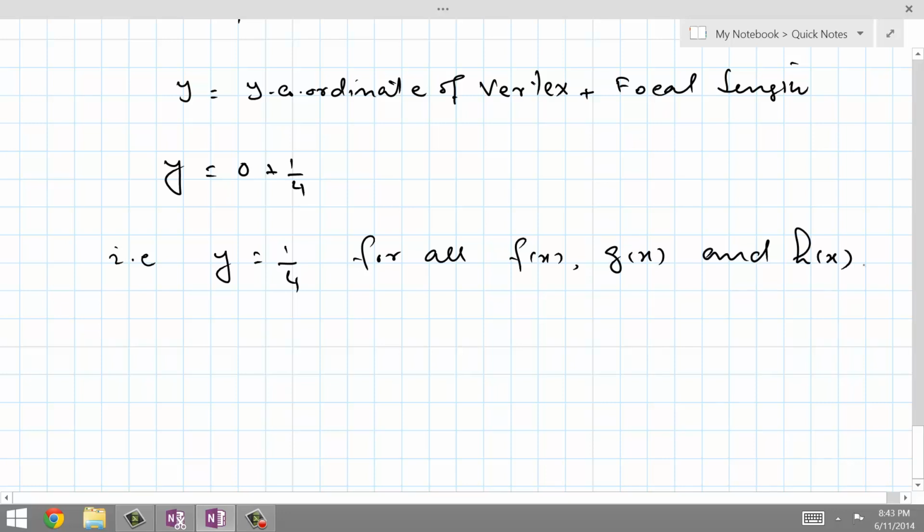Although these properties are not required for grade 11, it's nice to know about these properties. And in fact, as we move further in the study of functions, we are going to bring in more properties of parabola and quadratic functions.